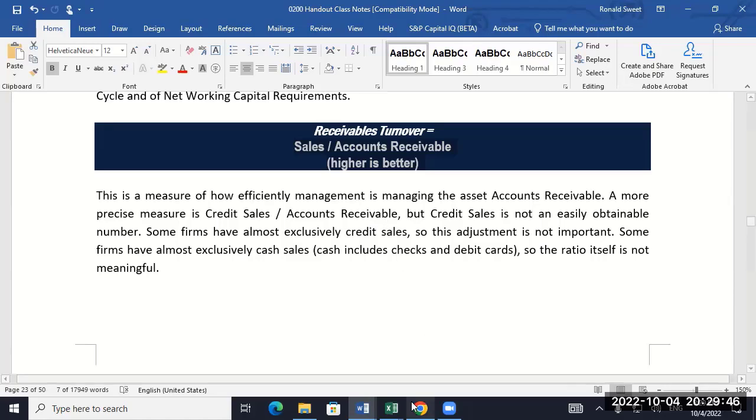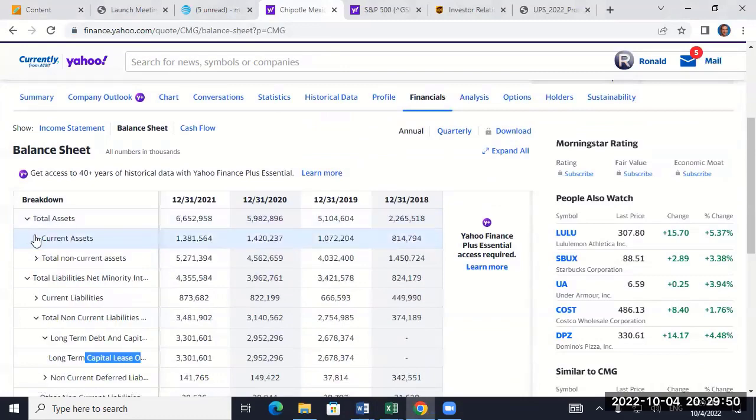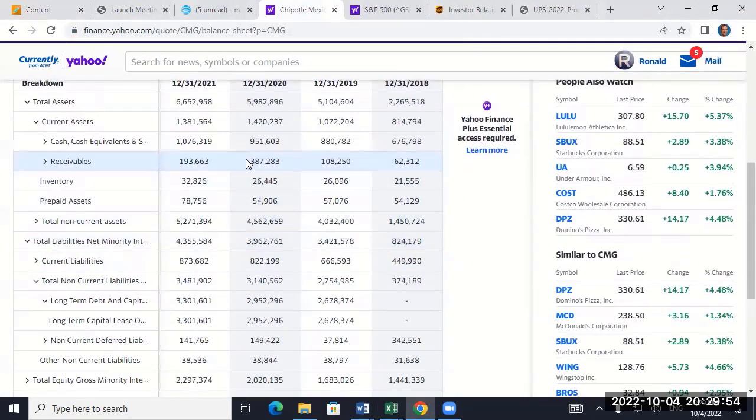Talking about Chipotle, I noticed Chipotle has a $387 million receivable. I don't know what that is. How many of y'all owe Chipotle money? Is that DoorDash? So what happens? I mean, well, look at it. It was 62 million. Now it's 387. Would you want to know what that is as an analyst?